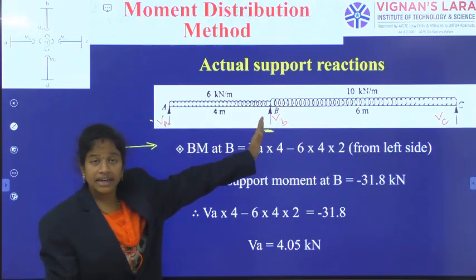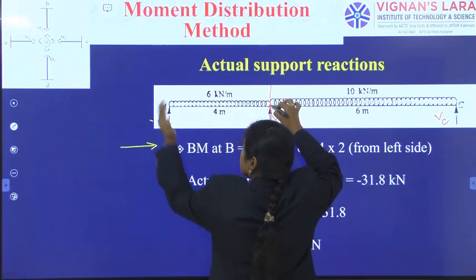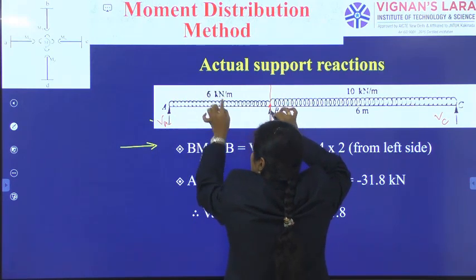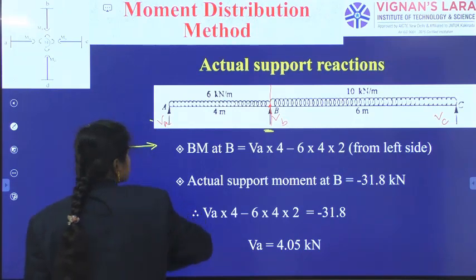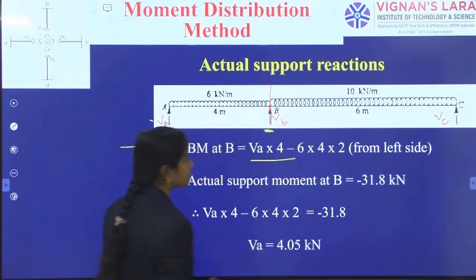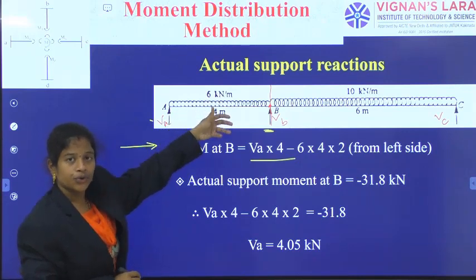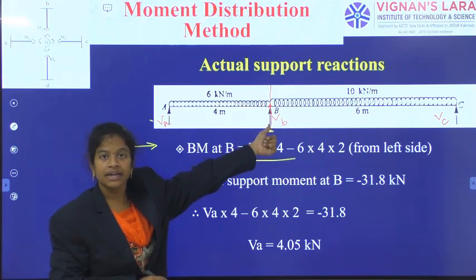Bending moment at B. What is the bending moment at B? It involves VA into 4 and it involves 6 into 4 into 4 by 2, so 6 into 4 into 2. This is the step we have done: VA into 4 minus 6 into 4 into 2, from the left span. That is the bending moment at B answer.